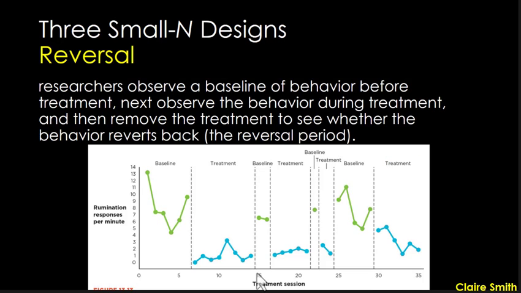Okay, and then the last type of small-n design is called the reversal. So similar thing, you're going to have a baseline, again, to see how the individual is before any sort of intervention. And then we're going to do the treatment and measure that. And then for the reversal, you go back to baseline. So you stop the treatment after a while, and then see whether the behavior is going to revert back to the original or not, to show again that the treatment is actually what's causing the behavior to improve.